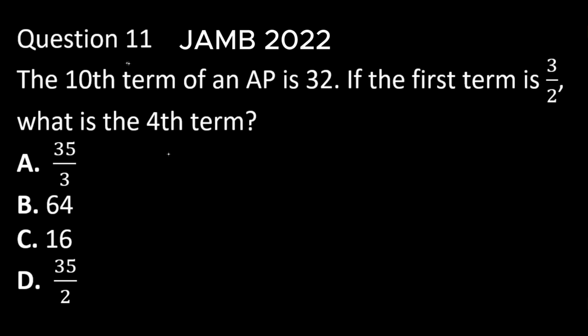Question number 11. The 10th term of an AP is 32. If the first term is 3 over 2, what is the fourth term? Okay, the 10th term there, you have the 10th term is equals to 32.